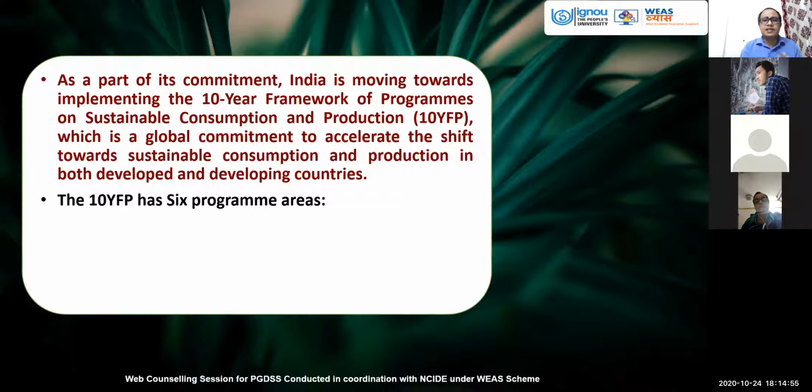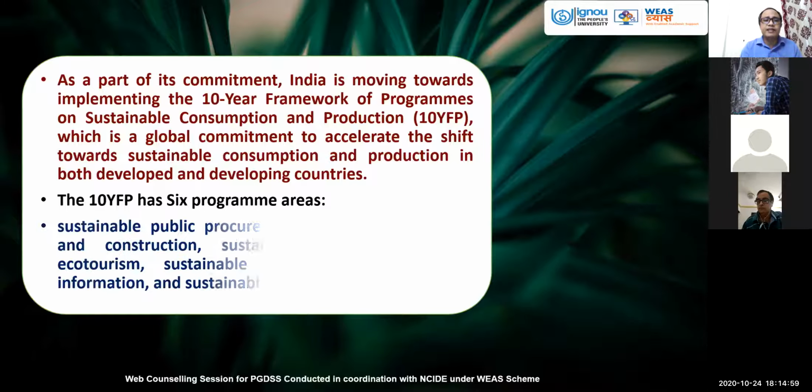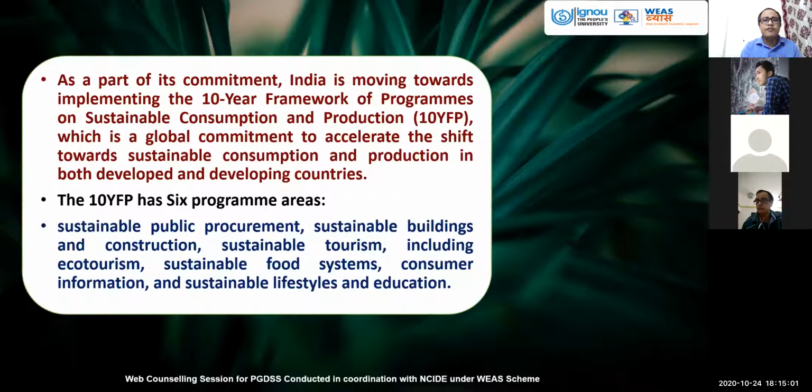Framework for sustainable consumption and production, which is a global commitment. Under this, we have a 10-year framework for programs of sustainable consumption and production. We have 6 program areas: sustainable public procurement, sustainable building and construction, sustainable tourism, including ecotourism, sustainable food system, consumer information, sustainable lifestyle and education.